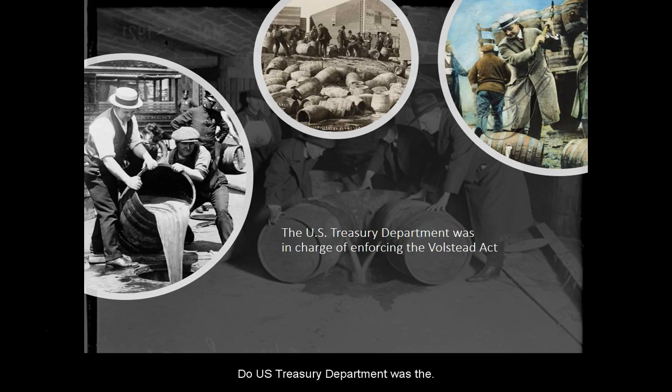The U.S. Treasury Department was the organization that was put in charge of enforcing the Volstead Act. So now not only do we have defined parameters for the 18th Amendment under the Volstead Act, but now we have somebody who's going to go around and enforce it. And these guys would go around and take barrels of beer, as you can see in the picture on the left, and just dump them down the storm drain.